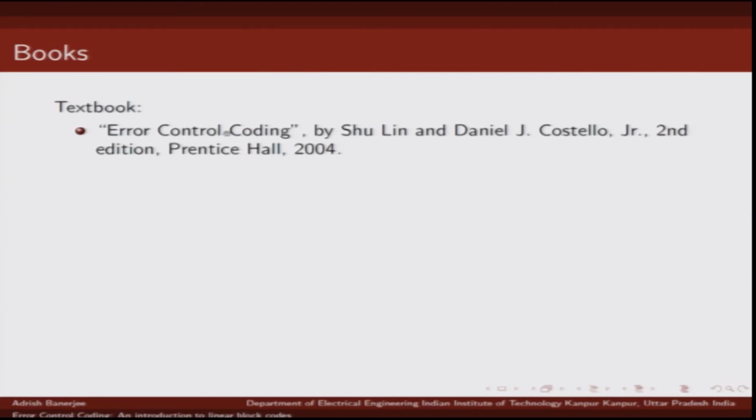Before I start my lecture, I would like to talk about the books that we are going to use for this course. So we are going to follow this book, Error Control Coding by Lin and Costello. It's the second edition of this book. We are going to follow this book as our textbook.